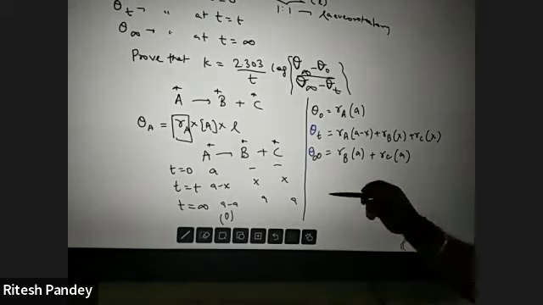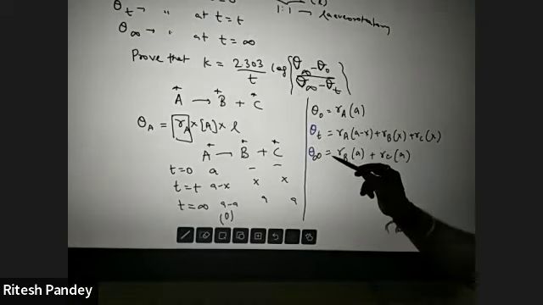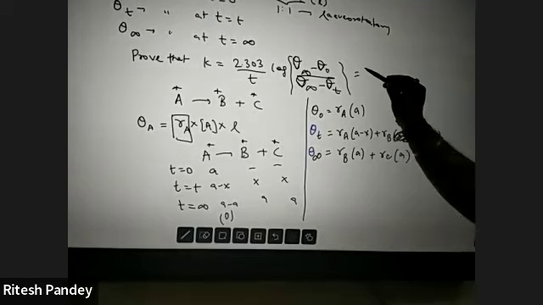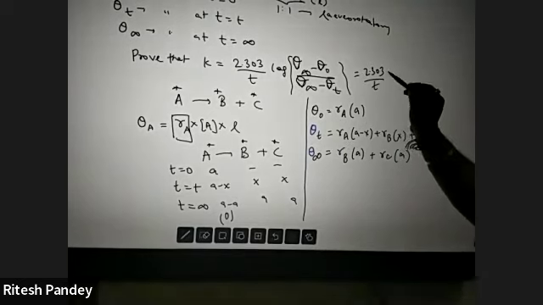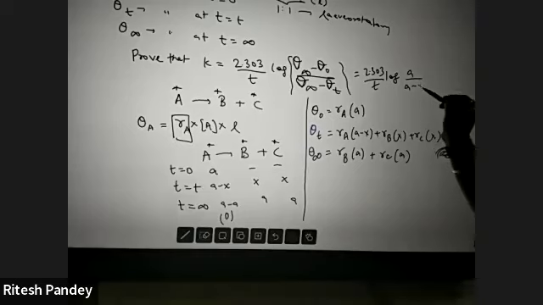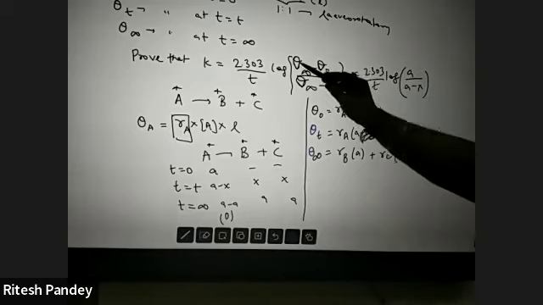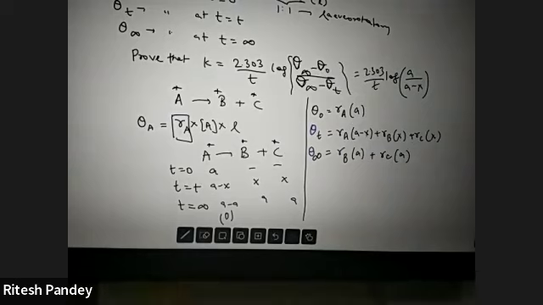See, I'll have to eventually project K in terms of theta naught, theta t. Naturally, keeping in mind that it's eventually 2.303 by t log of A upon A minus X. So A upon A minus X would look like theta infinity minus theta naught upon theta infinity minus theta t. Yes or no? Yes, sir.